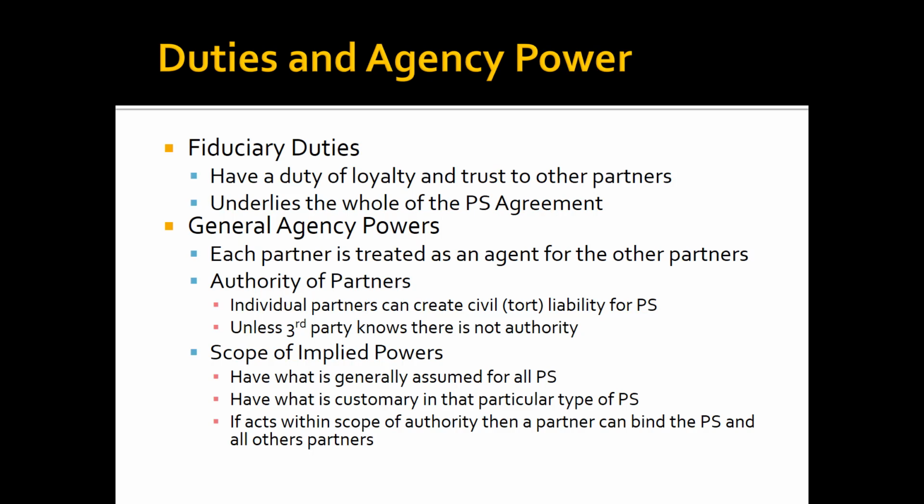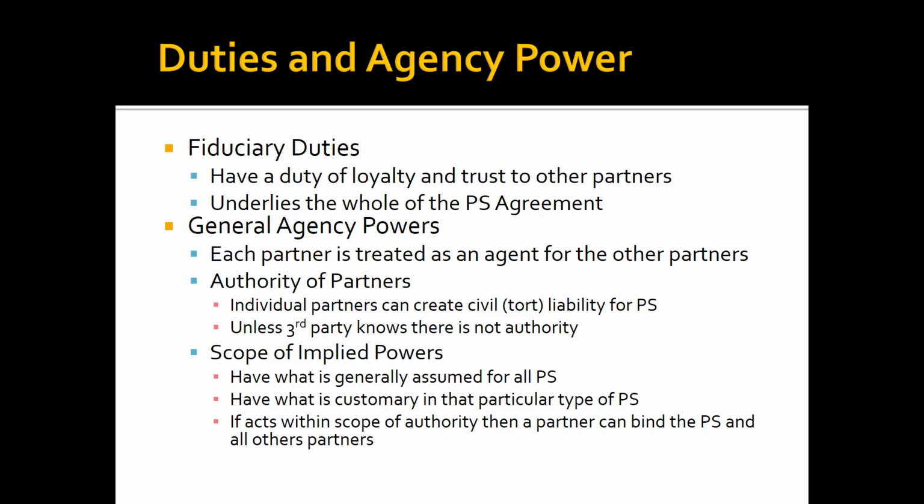Each partner, as I said, is an agent for the others. Individual partners can create liability for the partnership. Now, not if they're acting outside the partnership. So ABC Landscaping, and C goes home, gets drunk, and runs over the neighbor's dog, not driving an ABC partnership vehicle. I didn't create any liability for the partnership. Okay?